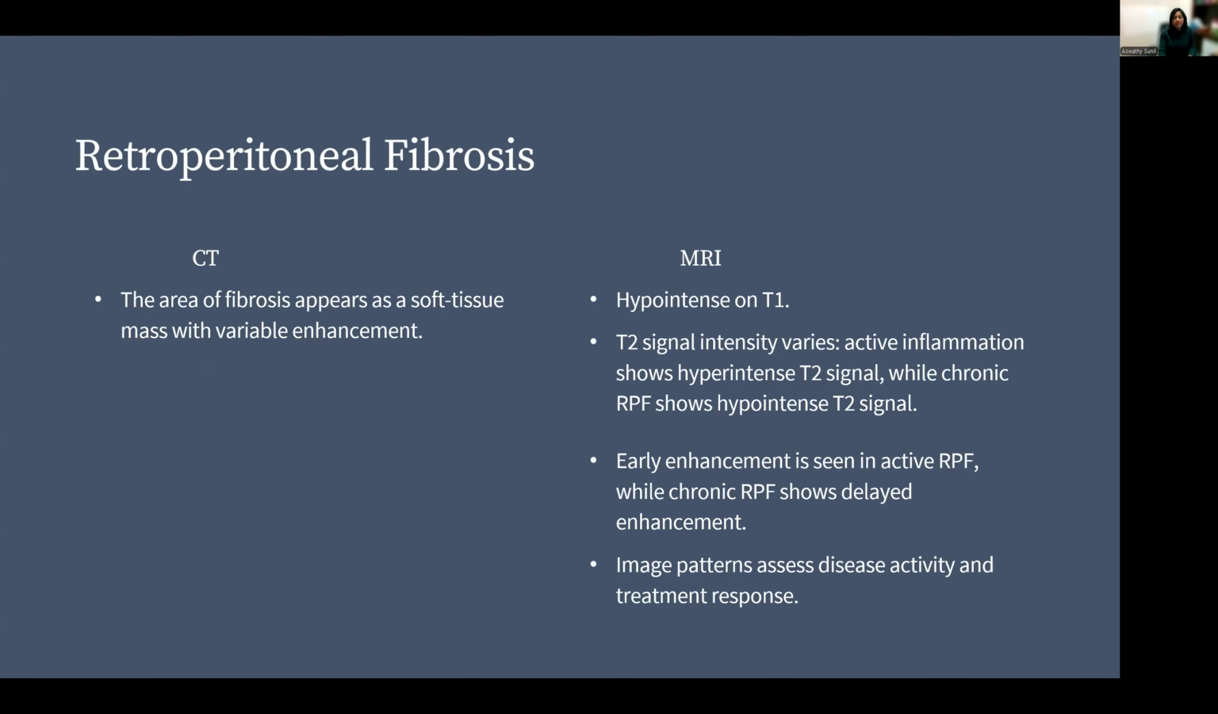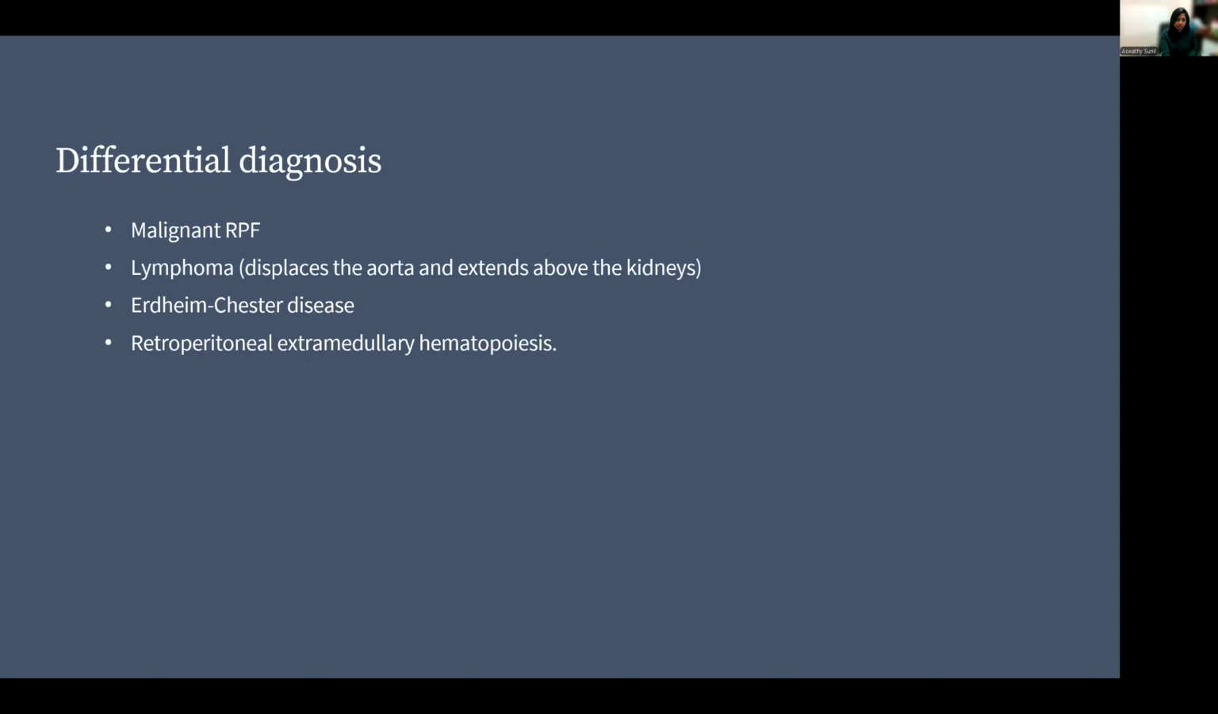On MR, it's usually T1 hypointense. The appearance on T2 typically suggests the stage of the disease. For example, if it's T2 hypointense, it suggests chronic disease, and if it's T2 hyperintense, it suggests active disease. Similarly, with the enhancement pattern, if it shows early enhancement, it suggests active disease. If it shows delayed enhancement, it suggests chronic disease. Hence, imaging patterns assess disease activity and treatment response.